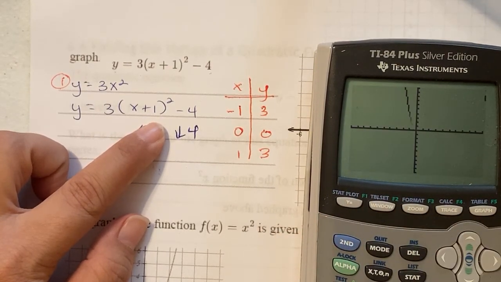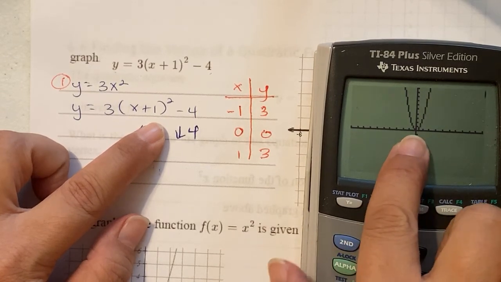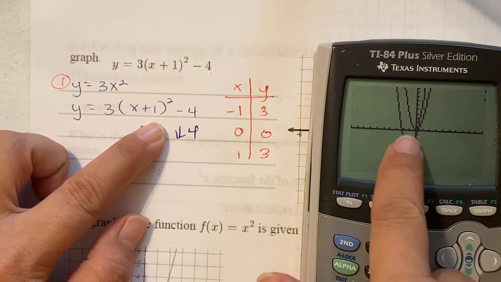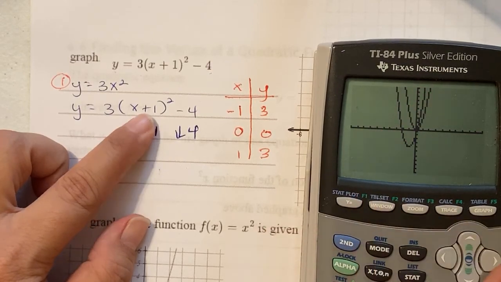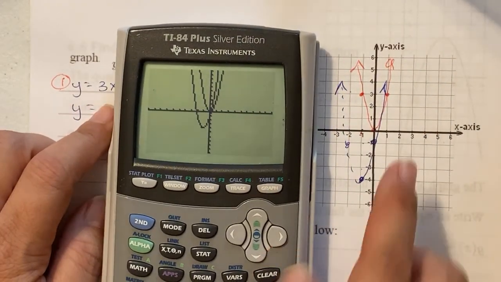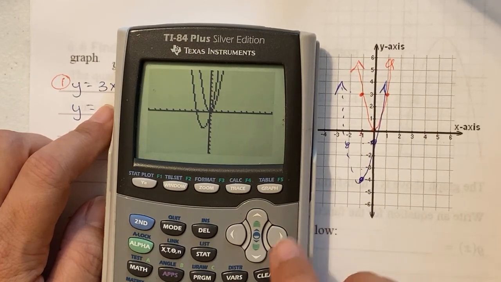When we hit graph, here's our parent function, which matches the one we just graphed, and then the shift, which is vertex form, is shifted to the left 1 and down 4 from where it was, which matches the one that we hand sketched.